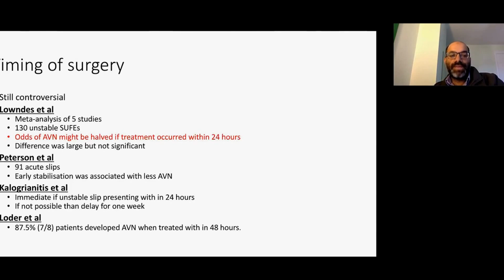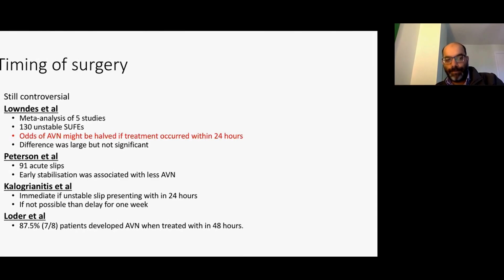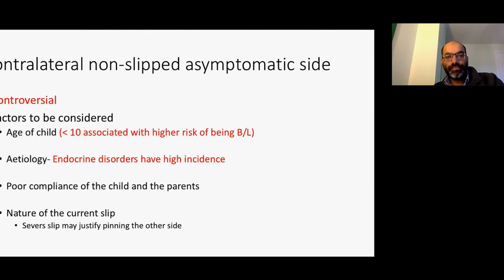Other paper, Peterson et al., they looked at 91 acute slips, and they also mentioned that early stabilization was associated with less risk of AVN. Loder et al. looked at their study. They showed that 87% of the patients developed AVN when treated within 48 hours. But again, most of their patients were having an unstable slip. Okay.